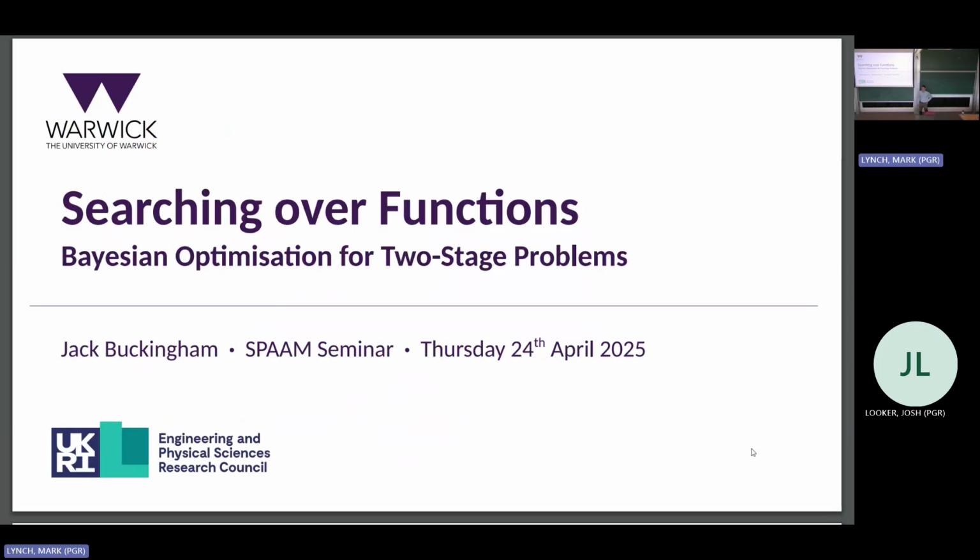Yeah, so my aims are twofold, I guess. I would like to tell you what Bayesian optimization is and give you a general recipe for how to come up with these acquisition functions, so that you will know what they are at the end of the talk. And then to give this application to two-stage problems, which are one version of a search over a function space.